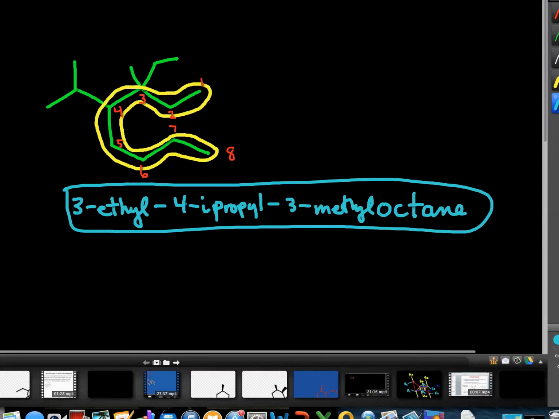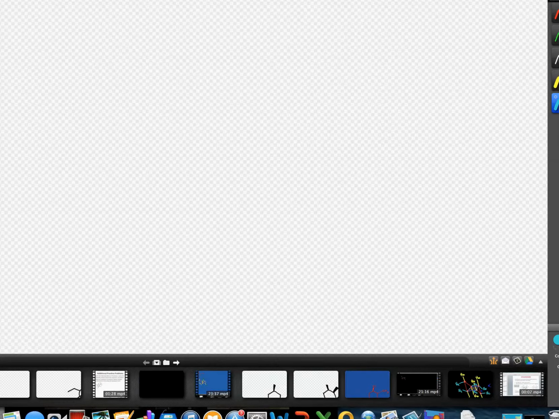We can also look at being given a name and then drawing the molecule. So 1, 2, 6, 7-tetrabromo, 4-(1,2-dichloroethyl), nonane.